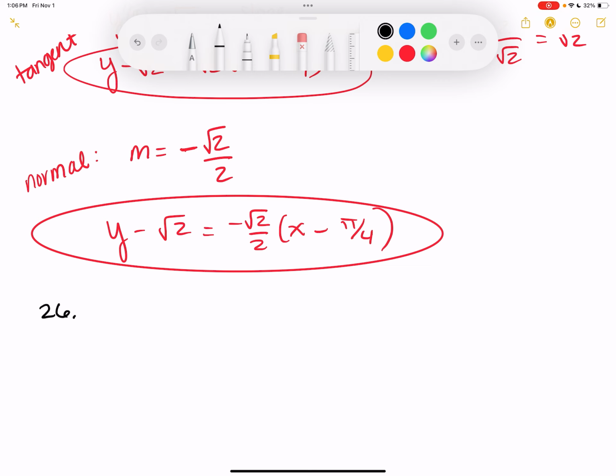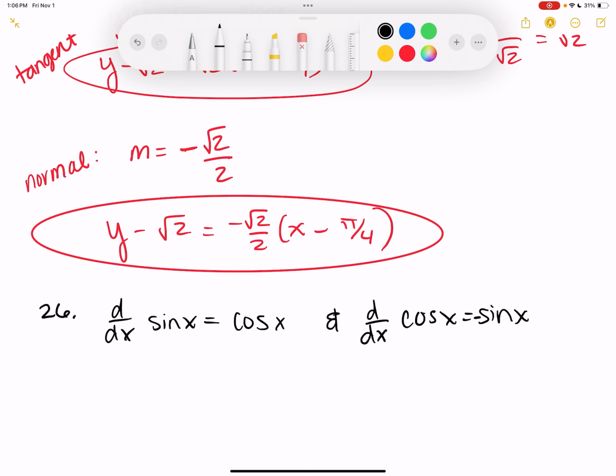All right, 26. Assuming that d dx of the sine of x equals cosine of x, and d dx of cosine of x equals minus sine of x, prove the following.